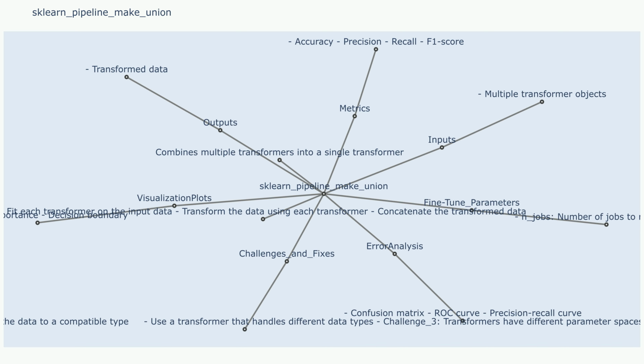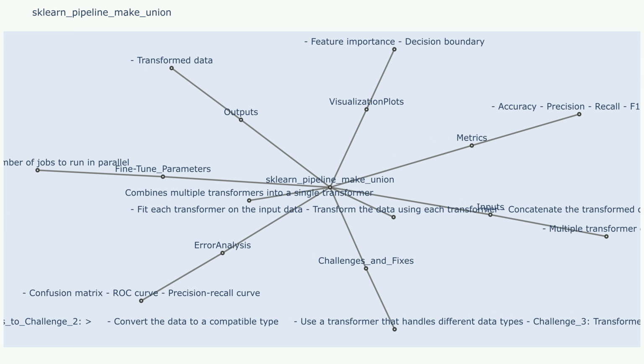sklearn pipeline make_union. Description. The make_union function in scikit-learn's pipeline module allows you to combine multiple transformer objects into a single transformer. This is particularly useful when you want to apply different transformations to your data before feeding it into a final estimator. Inputs. Input 1. A list of transformer objects.